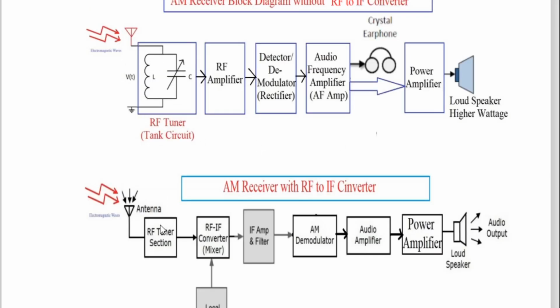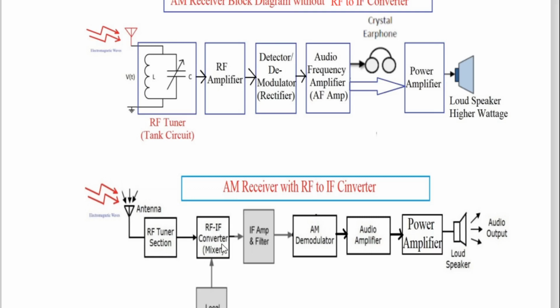Now we have converted that LC diagram into a square block, because if you write simply RF tuner section, it is understood that there is one tank circuit, an LC circuit. So you go to a block diagram. Here it is understood that this is the antenna catching the electromagnetic waves, and this block is your RF tuner section. And now after the RF tuner section, there was a direct RF amplifier, but now there is no RF amplifier.